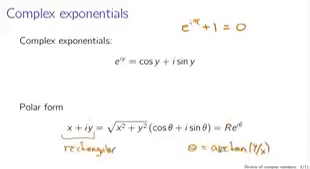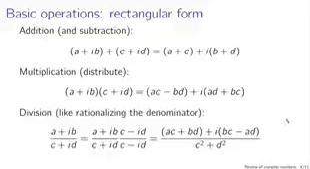But given these rectangular and polar forms of complex numbers, what do the basic operations look like? How do we manipulate these things? Well, addition and subtraction in rectangular form is straightforward. If we have a complex number a plus ib, and we want to add to that a second complex number, c plus id, we just add the real parts, a and c, and we add the imaginary parts, b and d. This is just like adding in any other sort of algebraic expression.